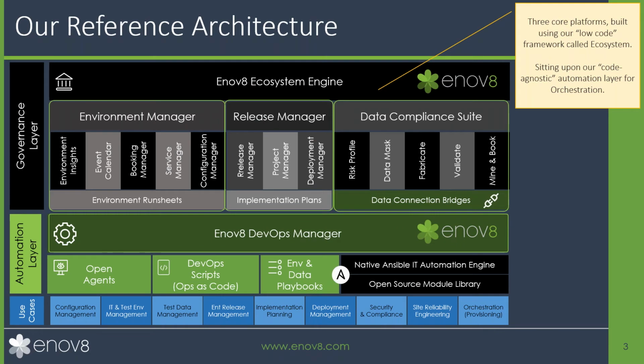Regarding our reference architecture, as I already said, we have the 3 core platforms, and these are built using our low-code framework called Ecosystem. Ecosystem is our own proprietary, object-oriented, rapid application development engine, allowing us to build new products or capabilities quickly. And it also includes a code-agnostic DevOps manager, basically an automation layer, an area to add your automation scripts, agents, playbooks, and schedules.